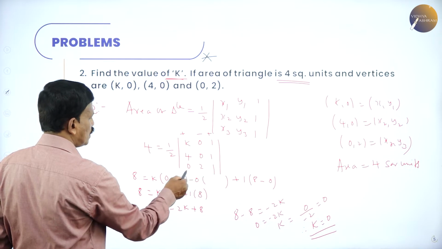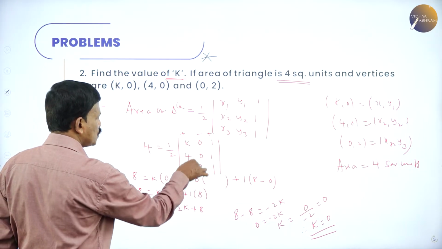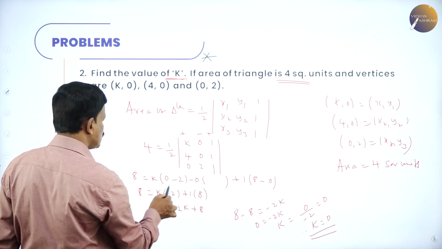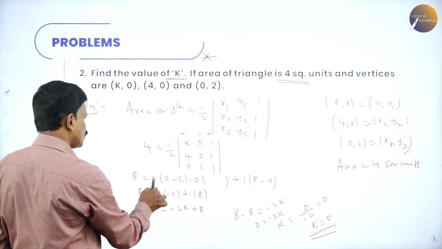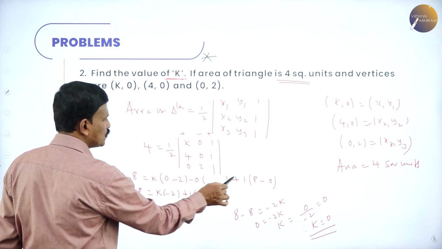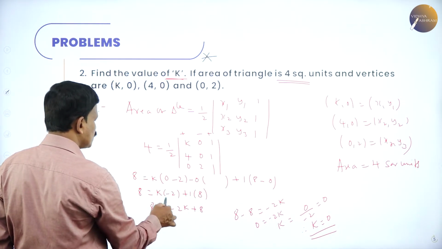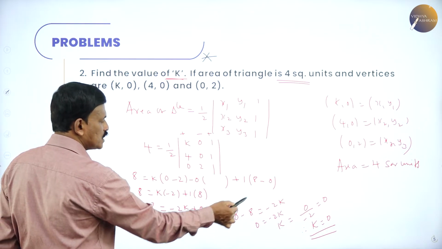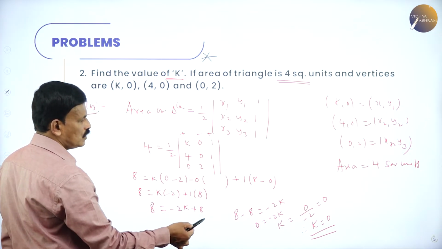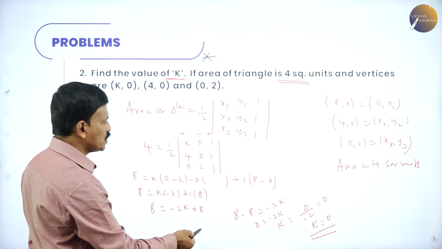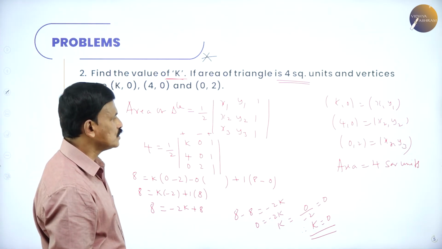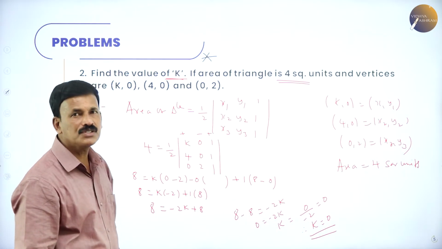Expand with respect to first row, that is k into, delete the row and column containing k, 0 into 1 is 0, minus 2 into 1 is 2, 0 into any number you will get 0, plus 1 into, delete this, 4 into 2 is 8 minus 0. So 8 is equal to k into minus 2, this is 0, 1 into 8 minus 0 is 8, minus 2k plus 8. Transfer plus 8 becomes minus 8, 8 minus 8 is equal to minus 2k. So minus 2k is equal to 0, k is equal to 0 by minus 2, which is 0. So the value of k is equal to 0.